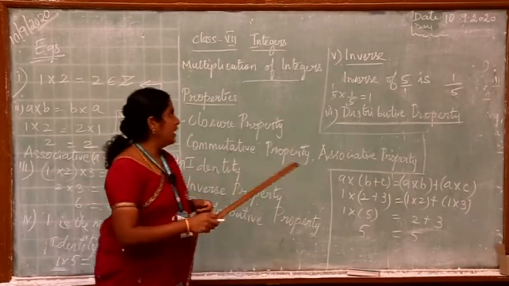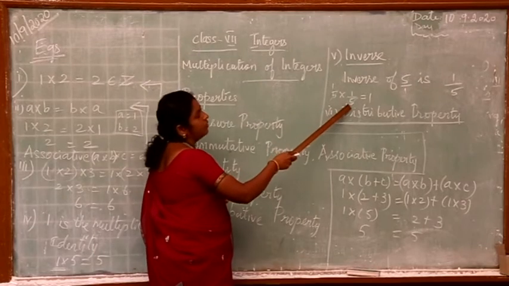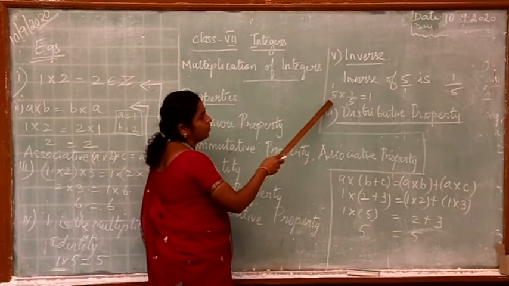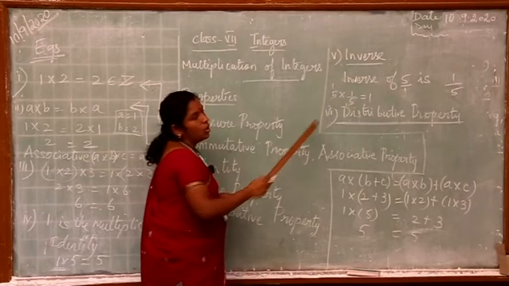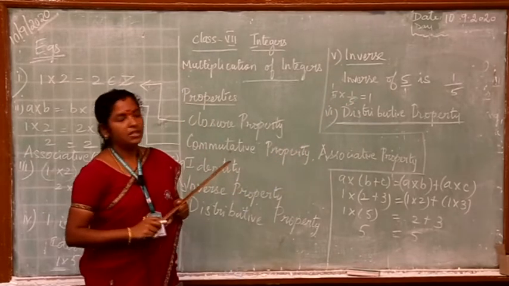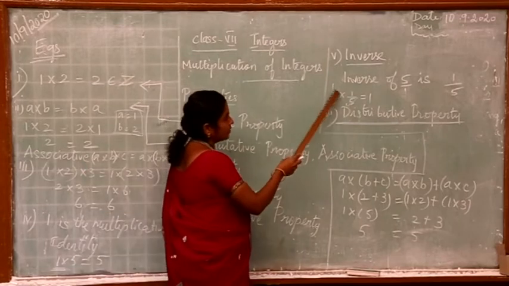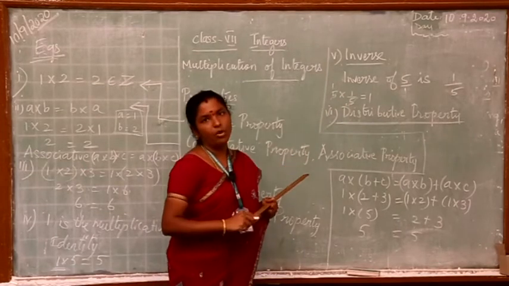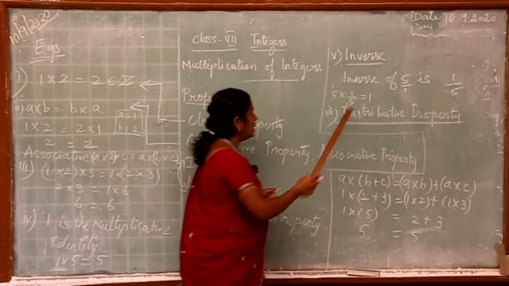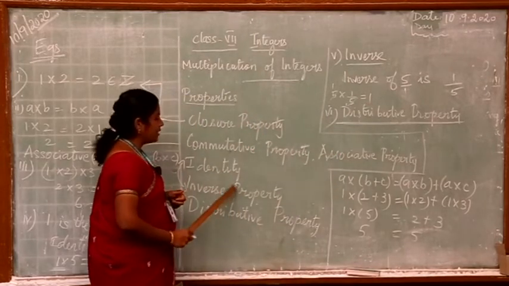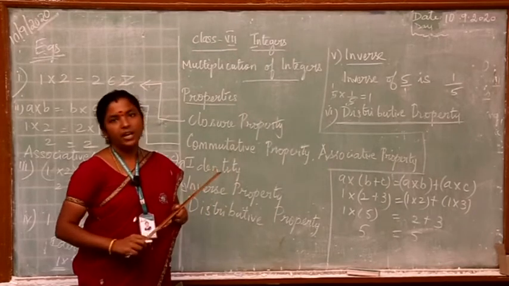Any number, say 5, is multiplied with the inverse of 5. The inverse of 5 is nothing but 1 by 5. If you multiply these two, you can see the 5s cancel, and you will have 1. So, your answer is 1. You will get the identity here. So, we have a relation between identity and inverse.